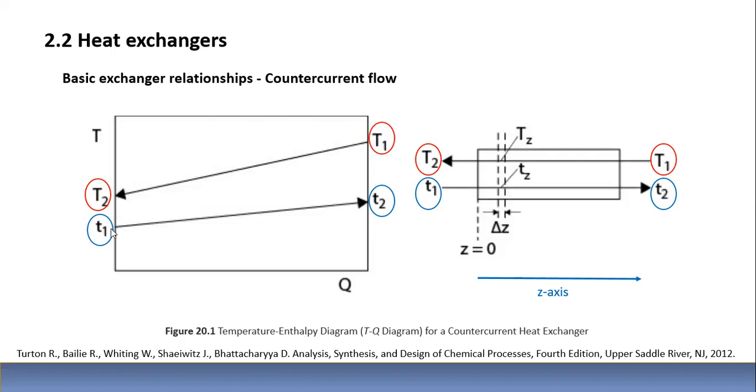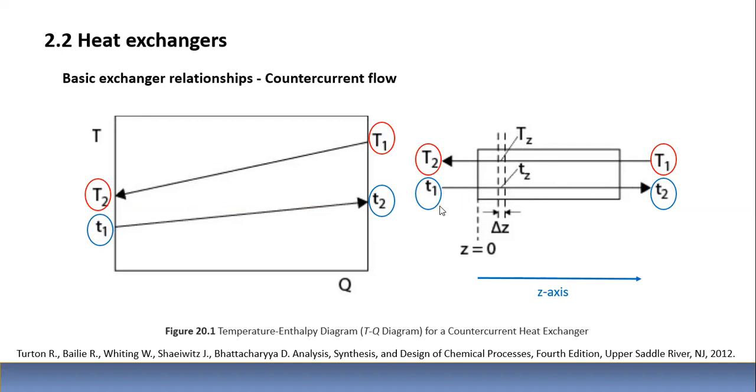Let's say if this is position 1 and this is position 2, this one is coming from left to right, but the other stream, let's say the hot stream, because we see on the temperature-enthalpy diagram, the TQ diagram, there is a reduction in temperature in a counter-current flow on the hot stream. This is a hot stream, that's why you see it in red. And the cold stream, we see it in blue, is coming from low temperature to an increase in temperature. On this drawing, we can clearly see that.